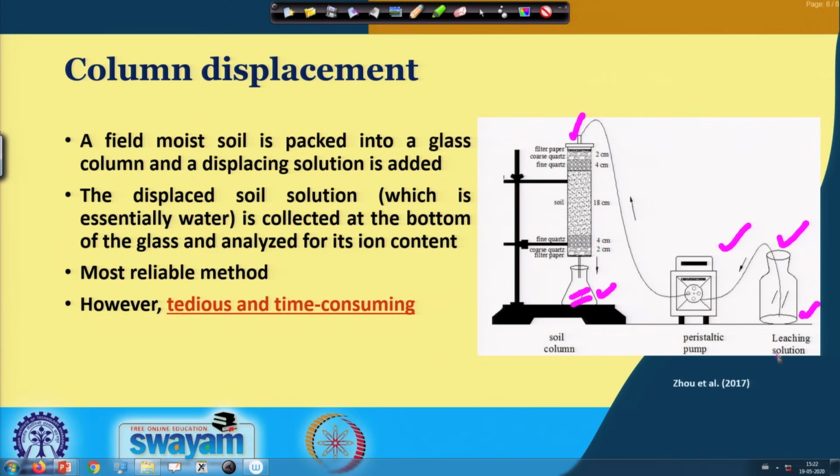So, here you can see basically we are adding a leaching solution. This leaching solution is leaching down all the elements or all the ions which are present in the soil, and before that the soil is packed inside this glass column, and then these ions are leached down and collected at the bottom, and then further we are measuring. So, this is the most reliable method, however it is tedious and time consuming.